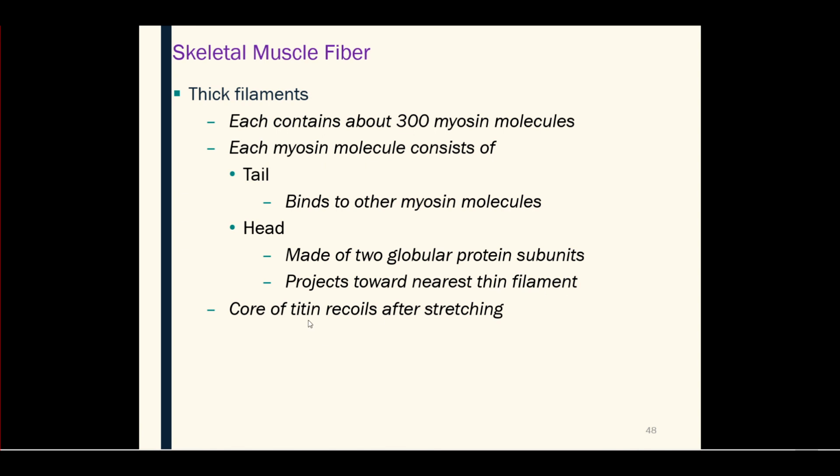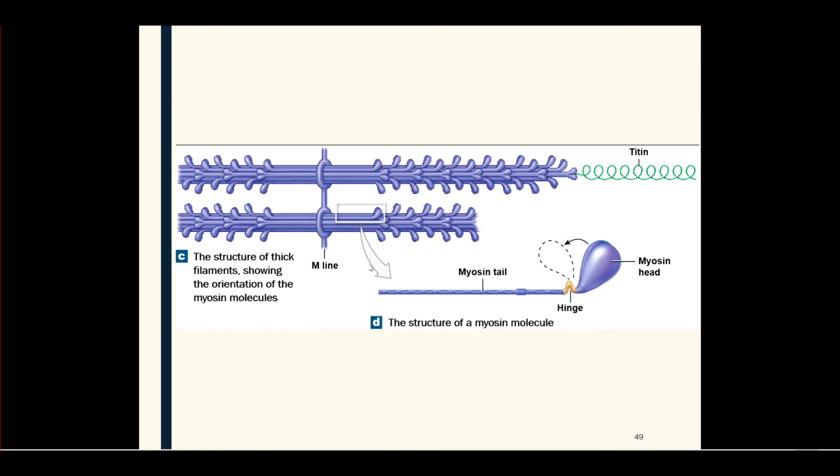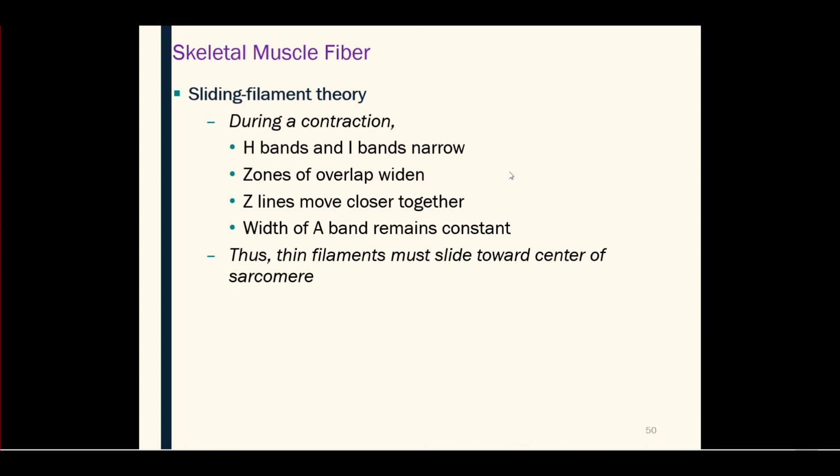And then again, remember we said the titin, we talked about this already, but just to show you, this titin here helps to hold the thick filament in place, but also, since it's an elastic protein, it helps to reestablish the length of the sarcomere after contraction. Okay, so that's what our thick filament looks like.